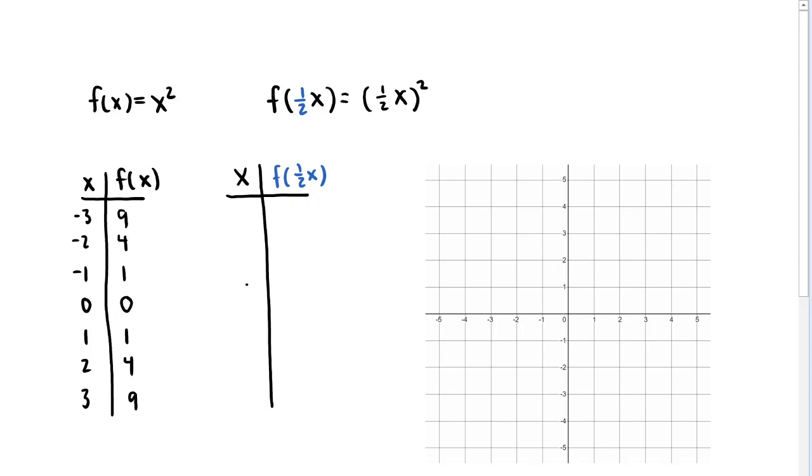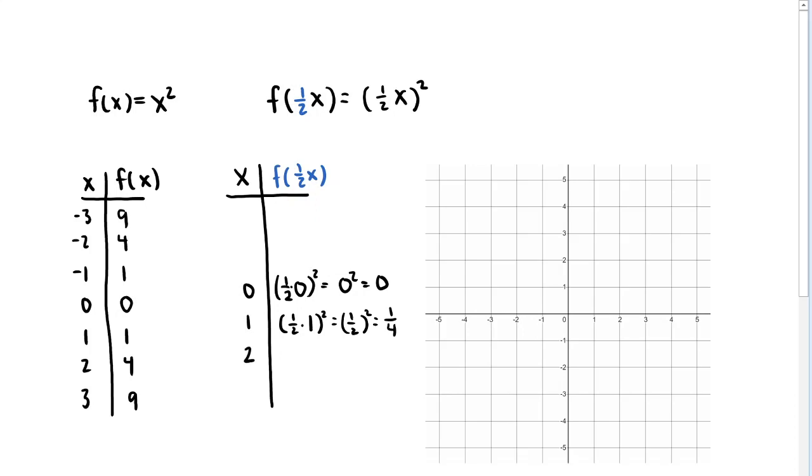Well, if I plug in 0 into this new function, what we're really doing is we're going to take 1/2 of 0 and then square it. So we're going to square 0 here, and we get 0 out. Now what if I plug in 1 into this new function? I get 1/2 times 1 squared, well, that's going to be 1/2. I'm going to square that. That's going to give me 1/4. So not a very nice number.